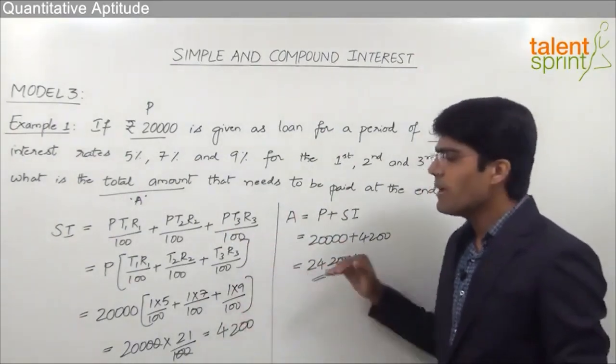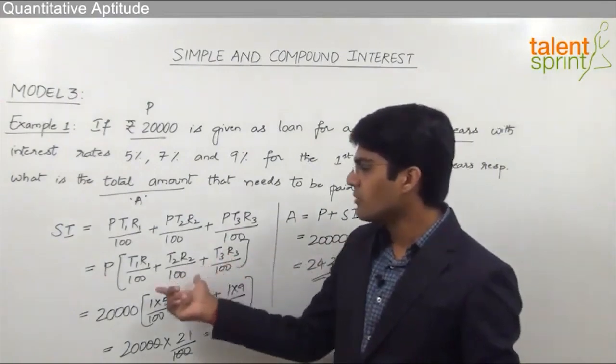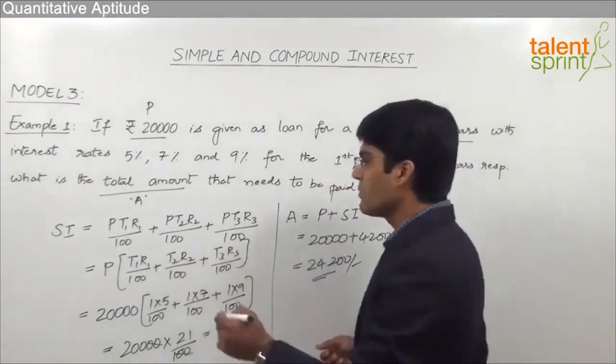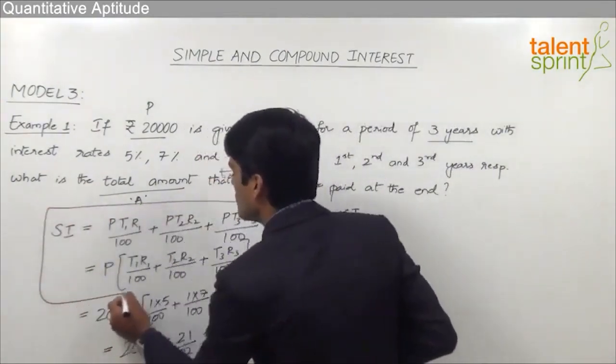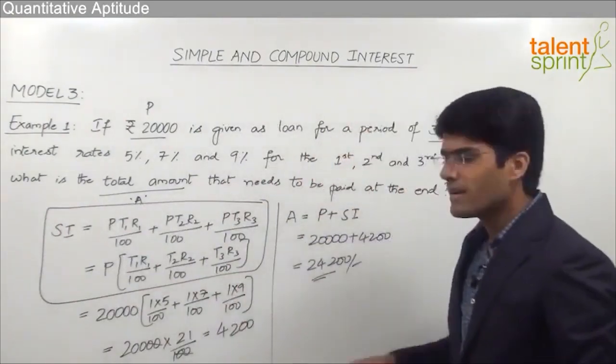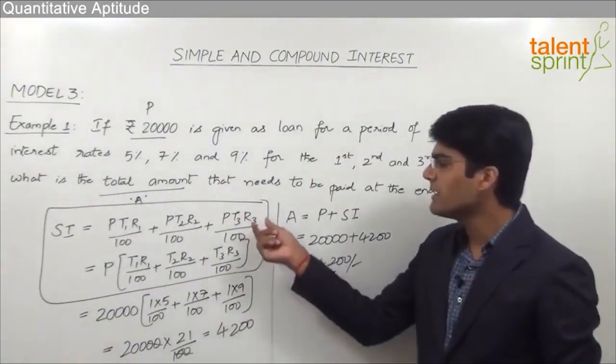Now this is the normal way of solving the question, where we are using the formula for varying rates of interest. The formula here is nothing but simple interest equals to P1 T1 R1 by 100 plus P2 T2 R2 by 100 plus P3 T3 R3 by 100.